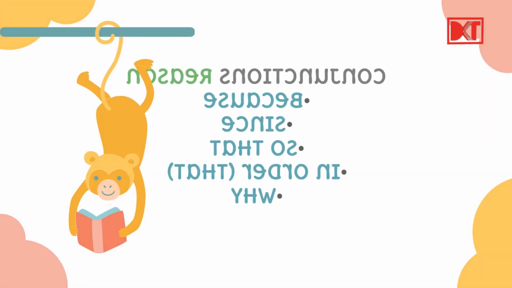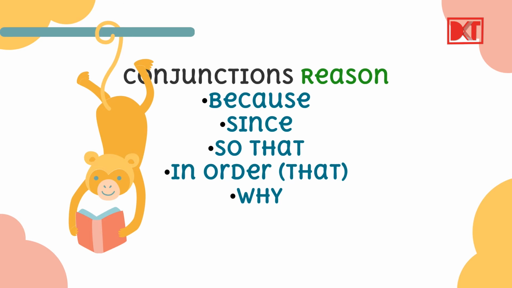Okay, we have a few more. We have conjunctions of reason, the ones which are used to provide certain reasons for something, like because, since, so that, in order that, or in order to do something. Alright, why? All these are used to provide certain reasons. Okay.